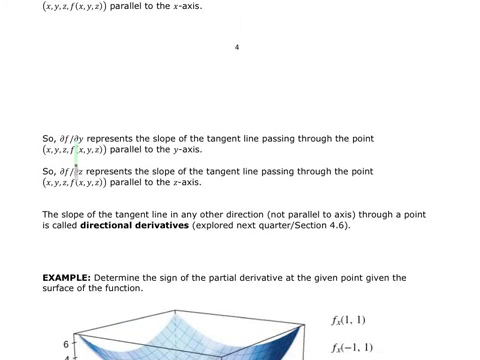Which, if we do it with respect to y, then it's parallel to the y-axis. If we do it with respect to z, it's parallel to the z-axis. The slope of the tangent line can go in any direction, however, when I'm not parallel to the x-axis, so any axis, as long as I'm going through the same point, is called directional derivatives, and we will look at that next quarter in section 4.6.